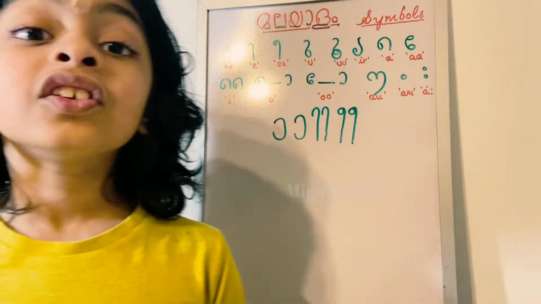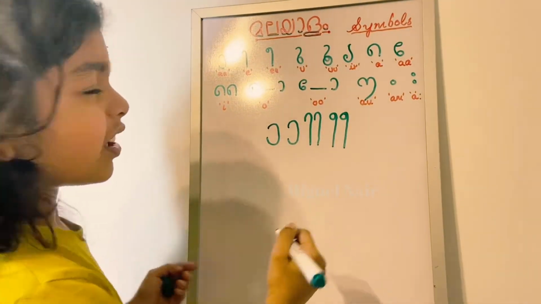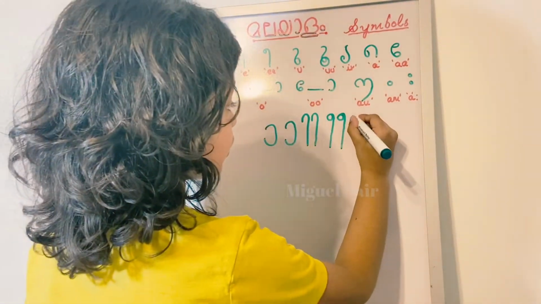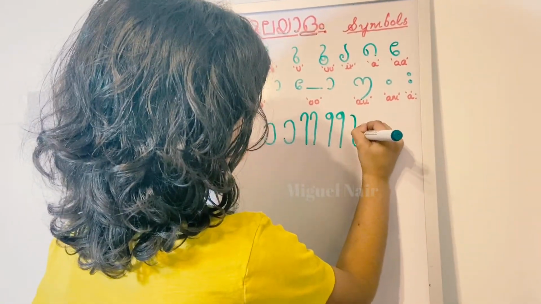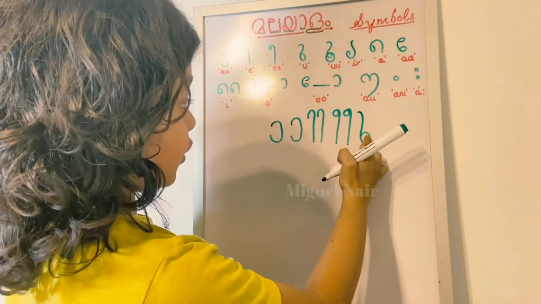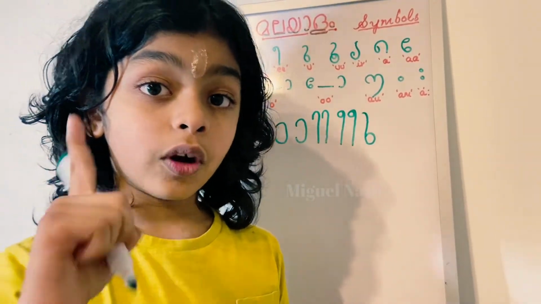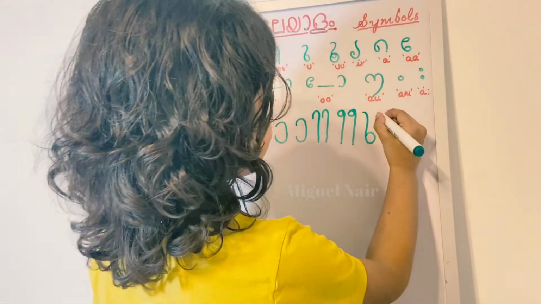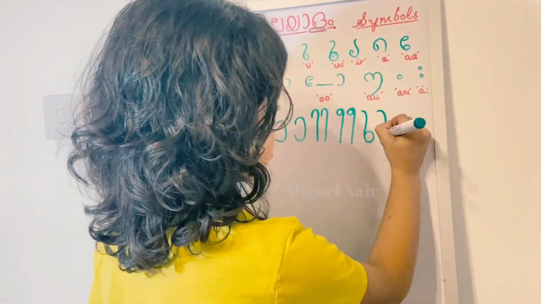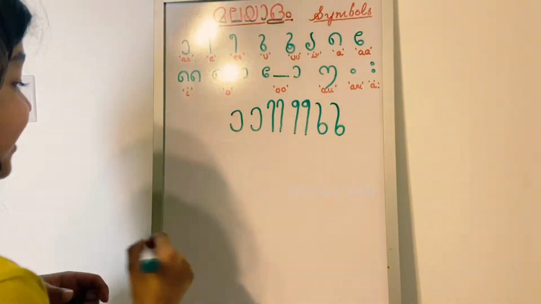Next letter is U. U is a curve, like this. It's a bit like a crowbar, only it's looping back to the stem. Let me show you how to write it one more time. An example for a word that we use U in is mutta. Let me show you how to write it.